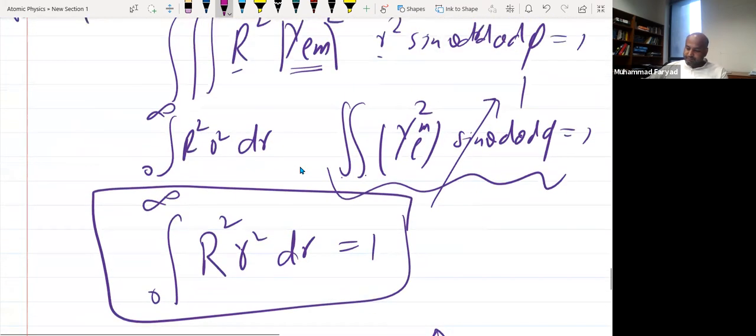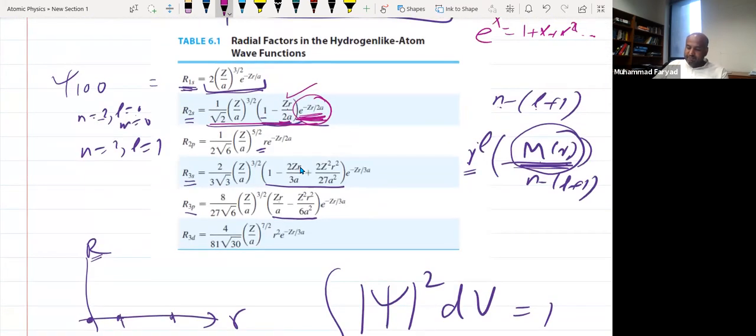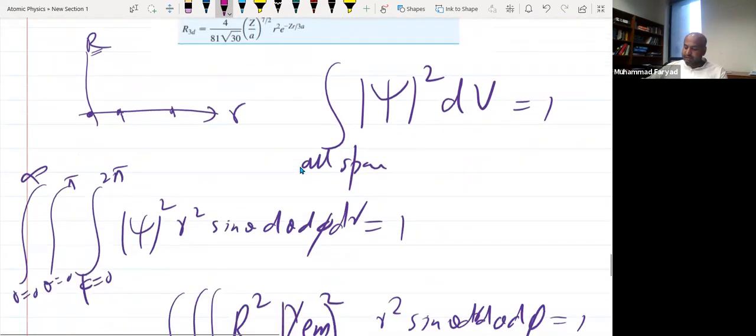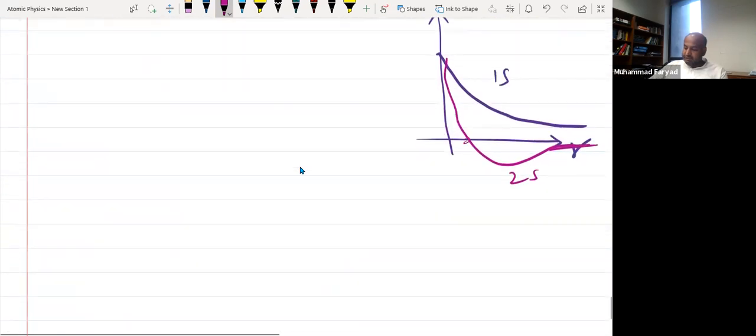And we can see that somewhere in between there is a 0 as well, because if I put it equal to 0, I can solve for 1 minus Zr over 2a is equal to 0, which will give me r is equal to 2a over Z. So there is a 0 of this function at this value of r. So that's why you see that it crosses this r axis at a certain point.